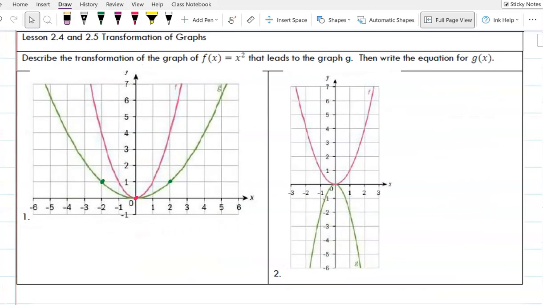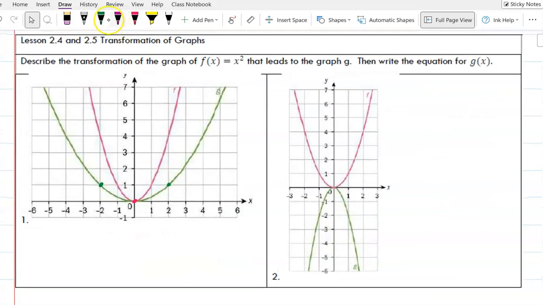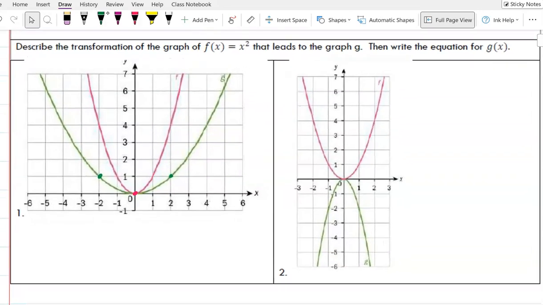Hi guys, so this is a video overview of transformations and I'm going to be doing some problems from the study guide. I know I put a lot of transformations on there because it's just very important. So I'm going to start out by making a table.